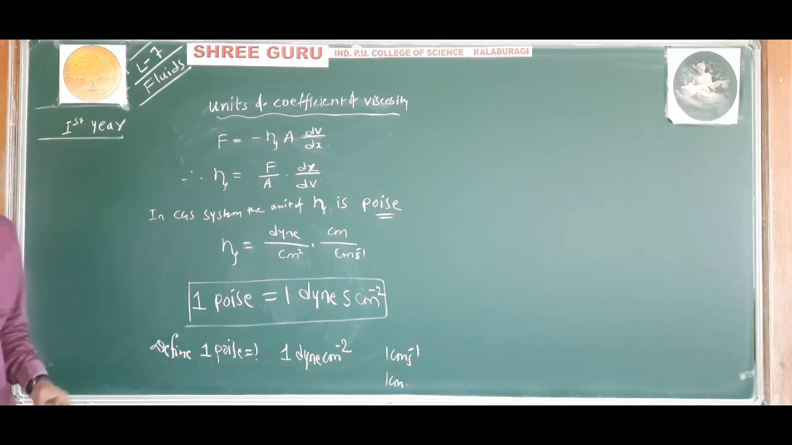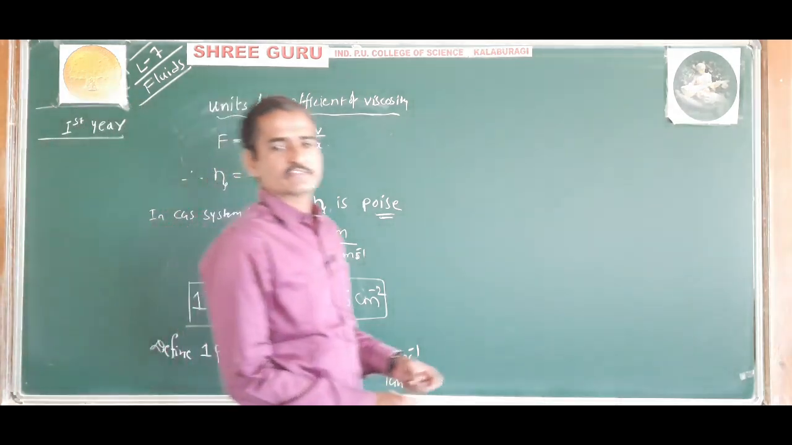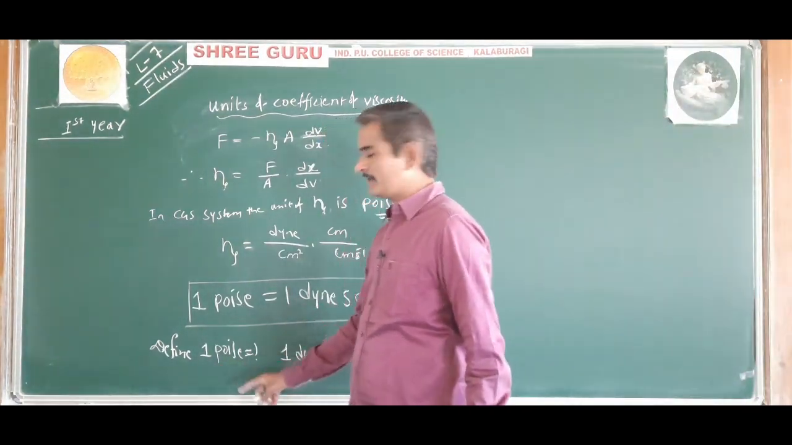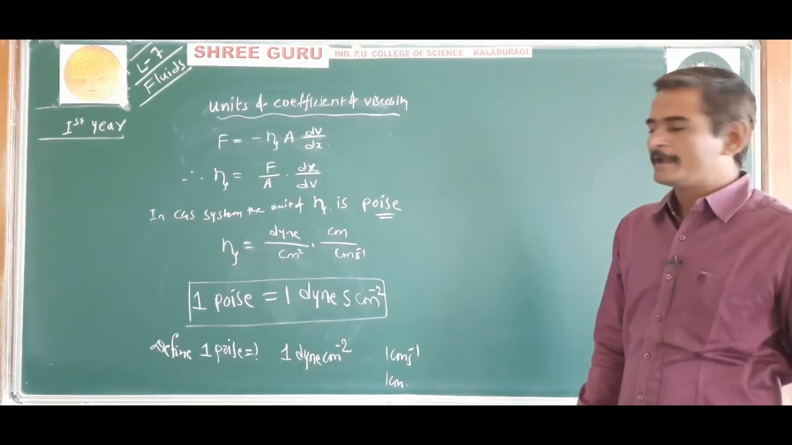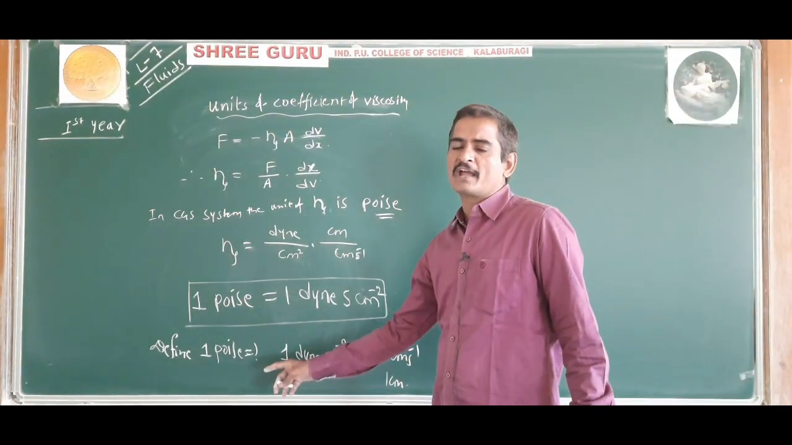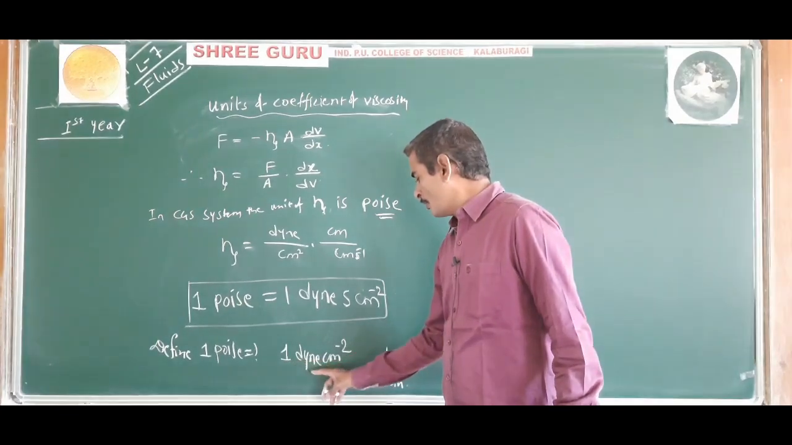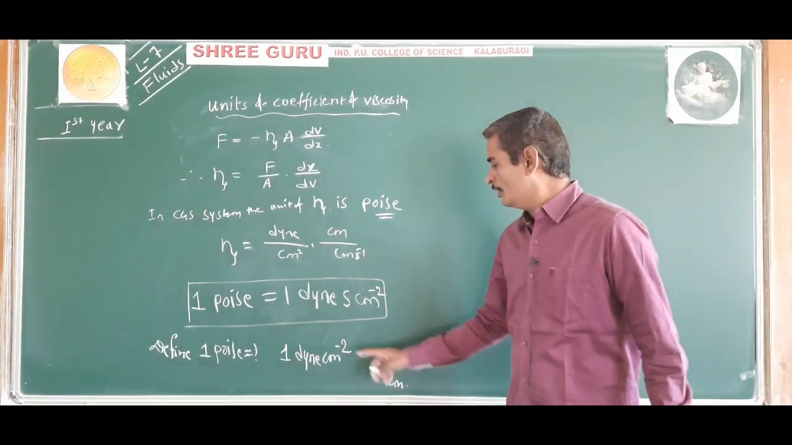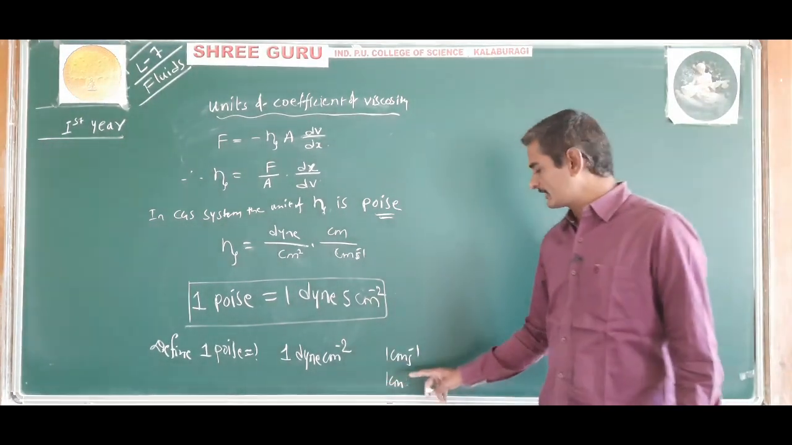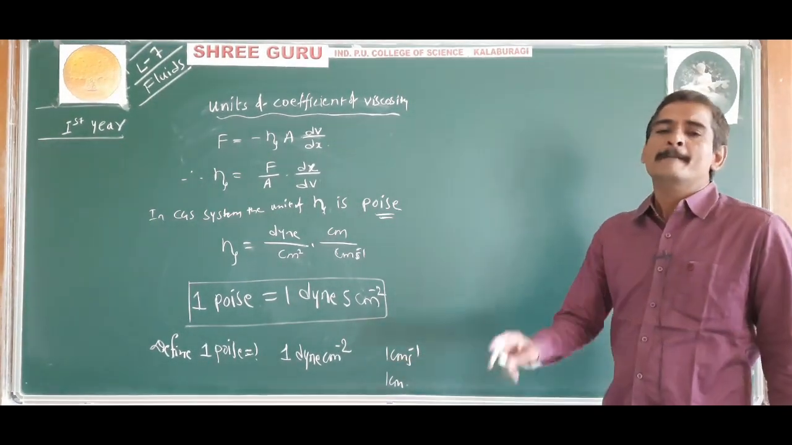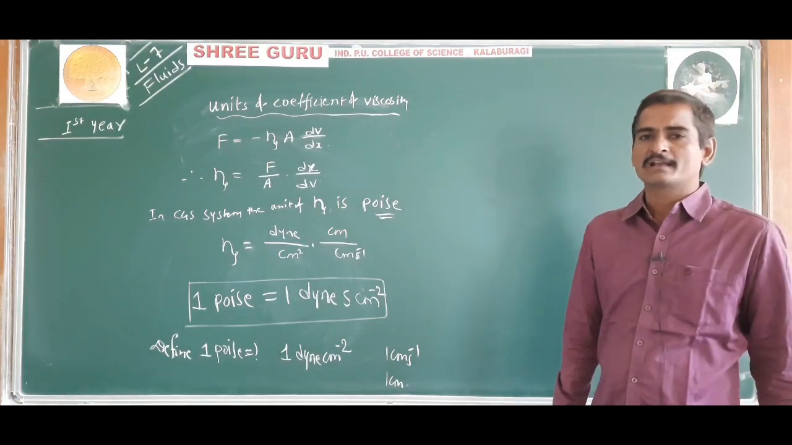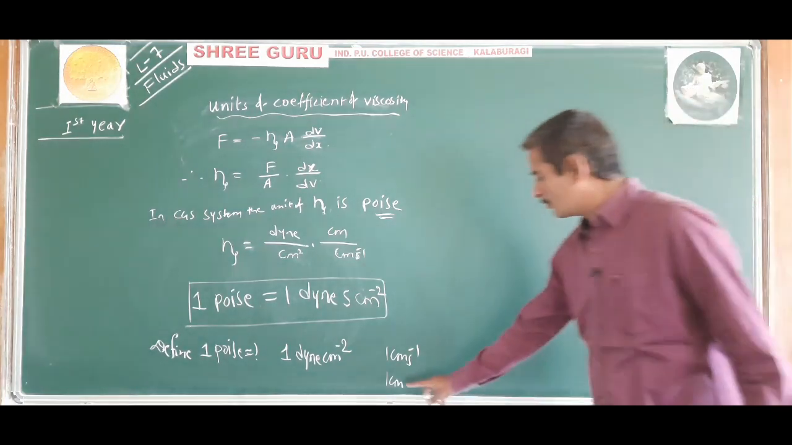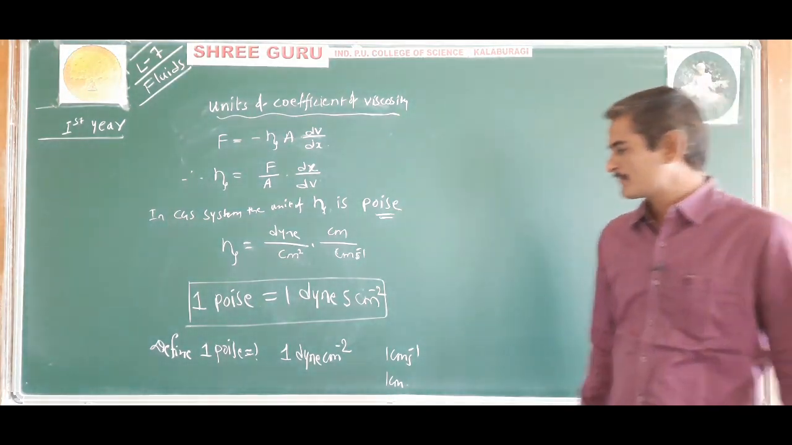Define 1 poise. The coefficient of viscosity of a liquid is said to be 1 poise if a tangential viscous force of 1 dyne per centimeter square of the surface is required to maintain a relative velocity of 1 centimeter per second between two parallel layers 1 centimeter apart. Understood? So, define 1 poise.